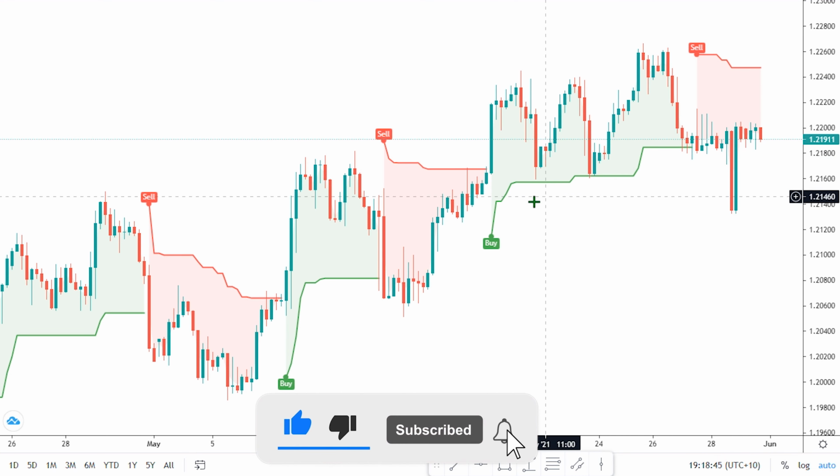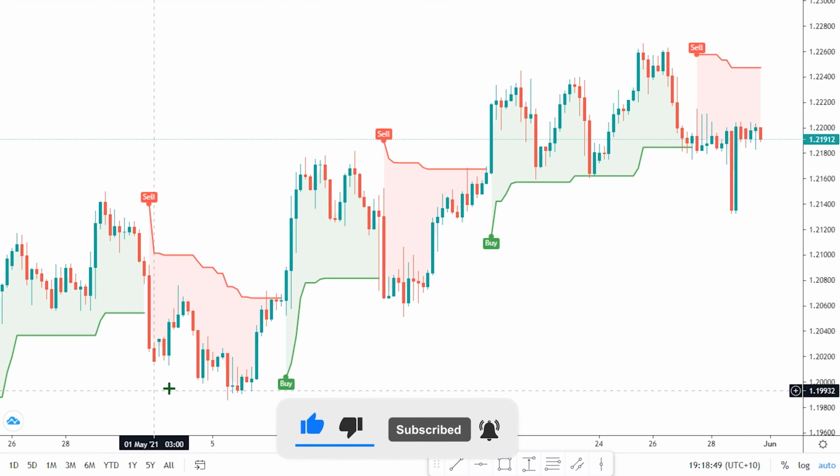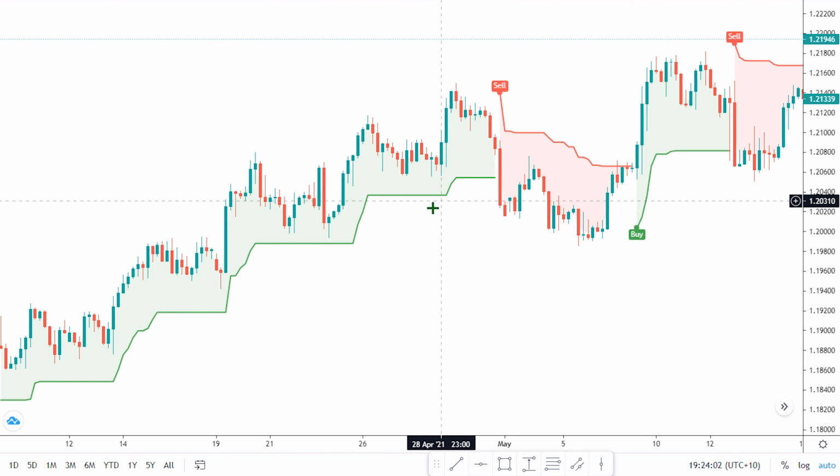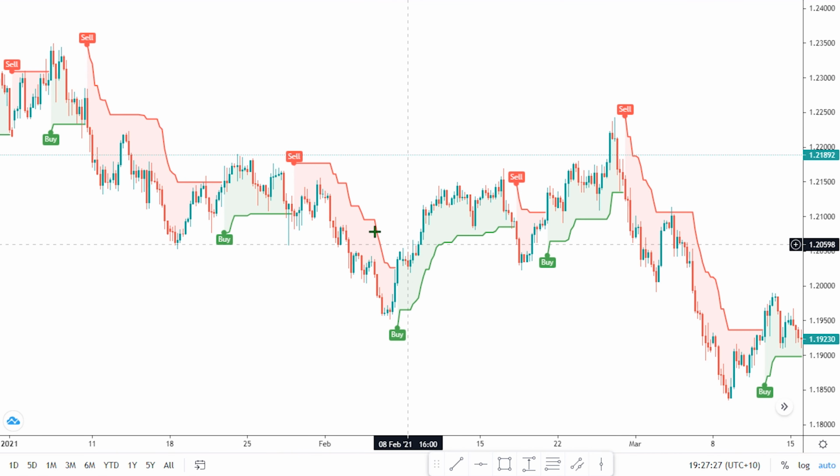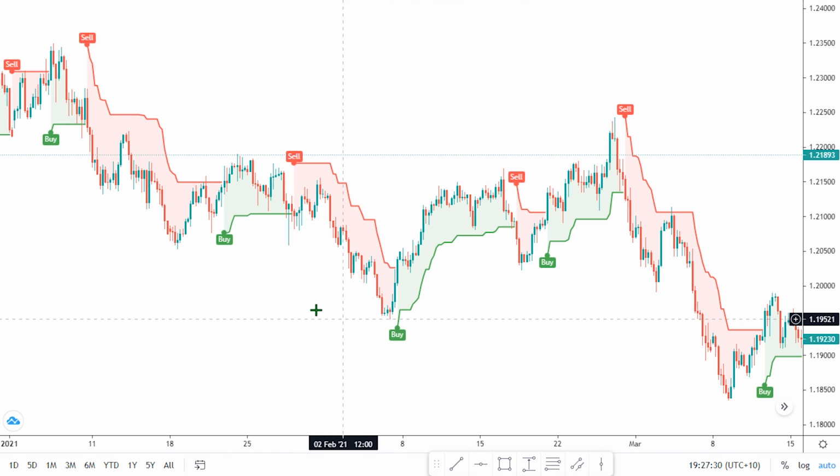You can see the SuperTrend indicator is not difficult to apply to detect trade opportunities in the financial market. But to be on the safer side, avoid implementing it in a choppy or range market.